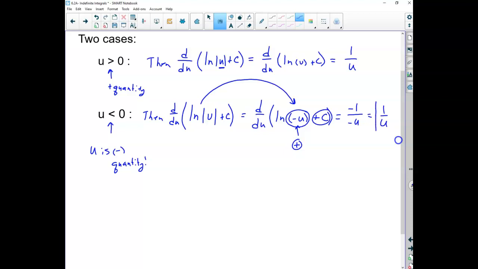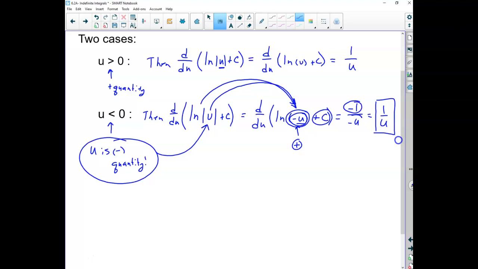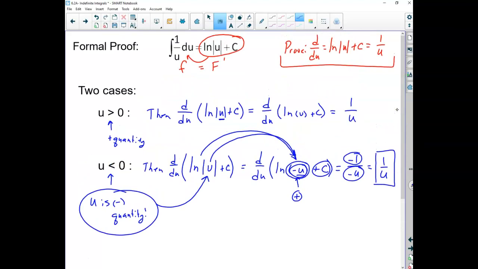So that's why it's the absolute value of u, because if I put the negatives in there, I'm actually going to get a positive coming out. This is kind of the formal proof. If u is a negative quantity, the absolute value takes the opposite of what it was. Then if I take the derivative of the opposite, I get the derivative of negative u, that's negative 1, over my negative u, which gives me 1 over u. So that's why this proof works, and why the derivative of the ln of the absolute value of u equals 1 over u.